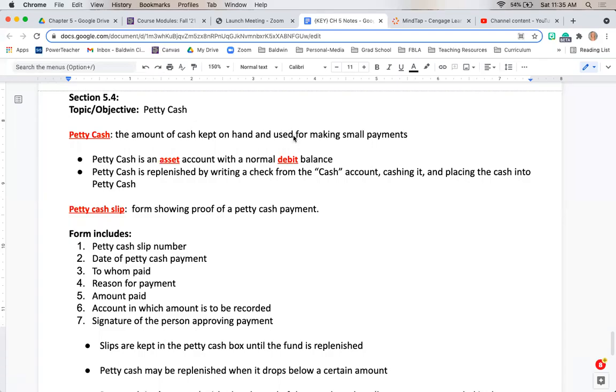All right, last section of chapter 5 has to deal with something called petty cash. So petty cash is an amount of cash that is kept on hand for paying small amounts. Sometimes it's called a slush fund. It's just like on-hand cash in the business that we can use. It is an asset. It does have a normal debit balance.